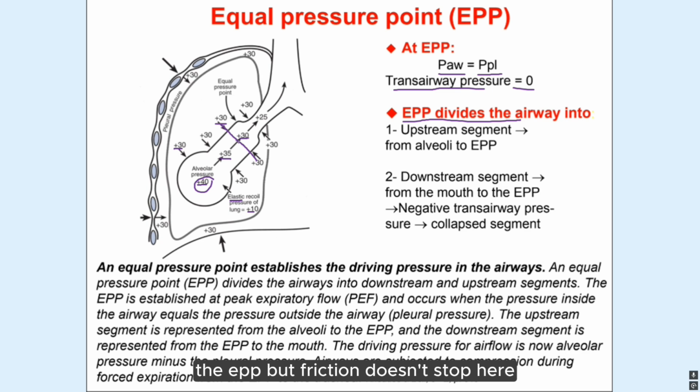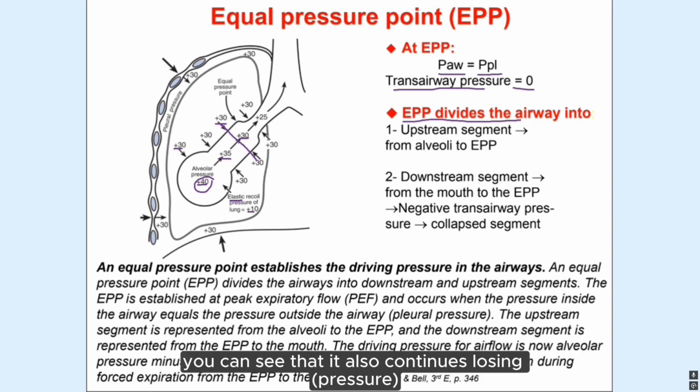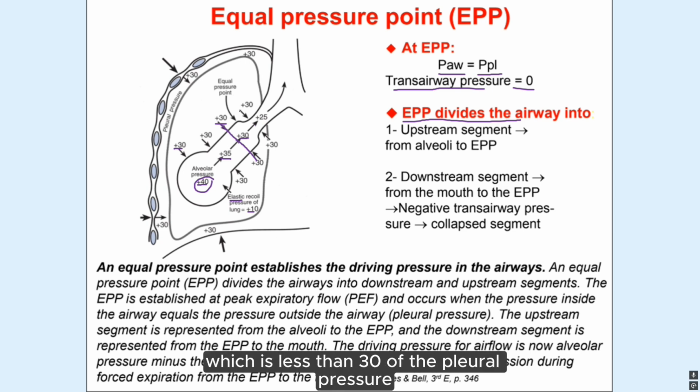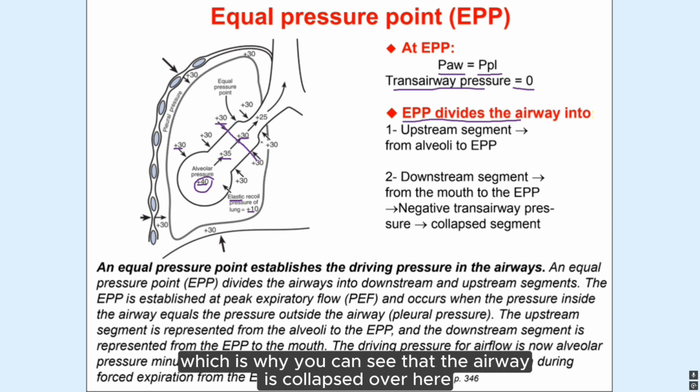But friction doesn't stop here. You can see that it also continues losing. So 30 becomes 25, which is less than 30 of the pleural pressure, which is why you can see that the airway is collapsed over here.